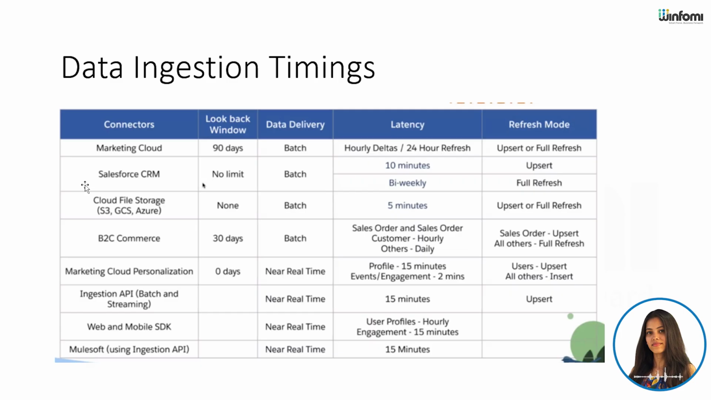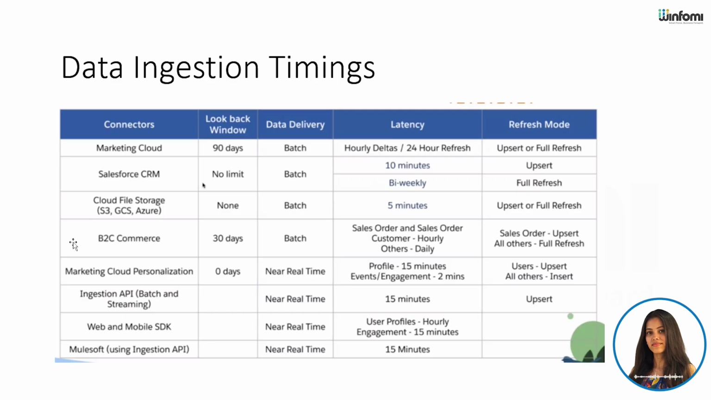If the data is flowing from Salesforce CRM, there is no limit on the lookback window, the data delivery is scheduled batch, and the latency is 10 minutes or bi-weekly, and the refresh mode is upsert or full refresh. If you're getting data from cloud file storage such as Amazon S3, GCS, or Azure, the lookback window is none, data delivery is batch mode, the latency is 5 minutes, and the refresh mode is upsert or full refresh.